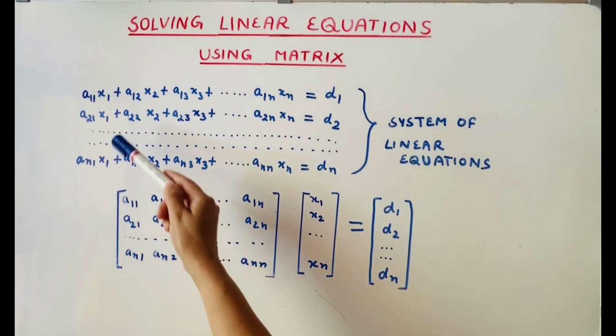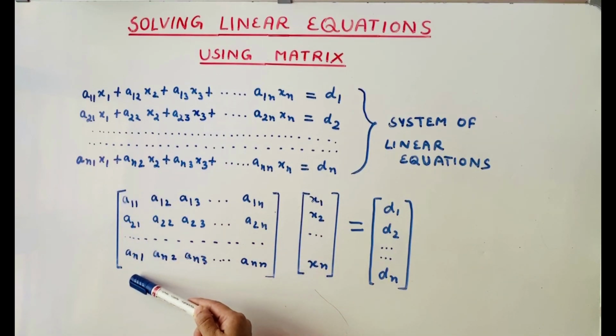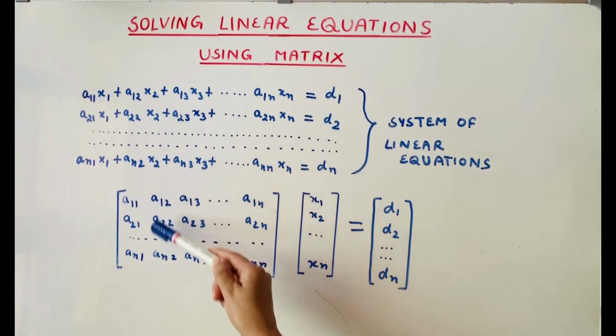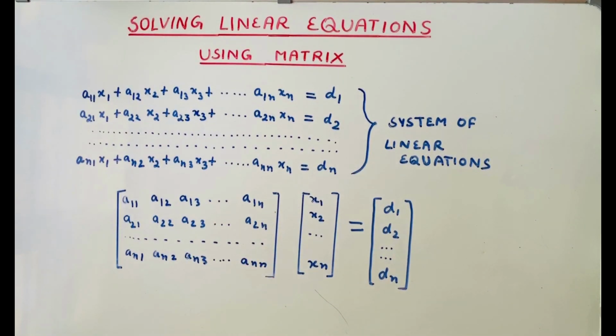Here in the first matrix you can see all the coefficients of x1 are taken as the first column, all the coefficients of x2 are taken as the second column, all the coefficients of x3 are taken as the third column, and so on. So this matrix is our matrix A. This matrix which contains all the variables is our x, and this matrix which contains all the b's is B. So this can be written as Ax = B.